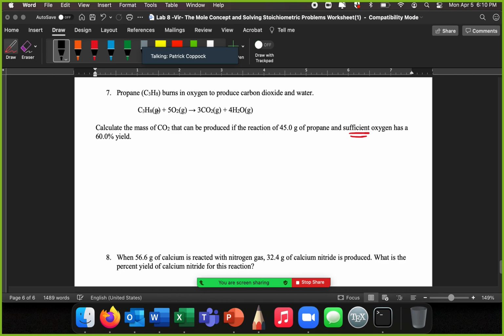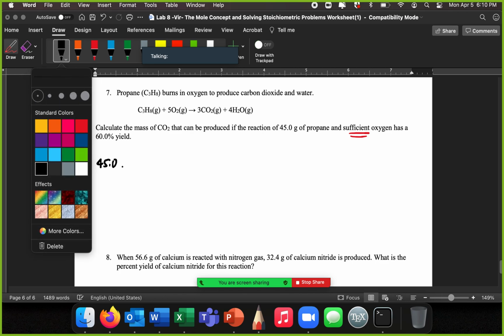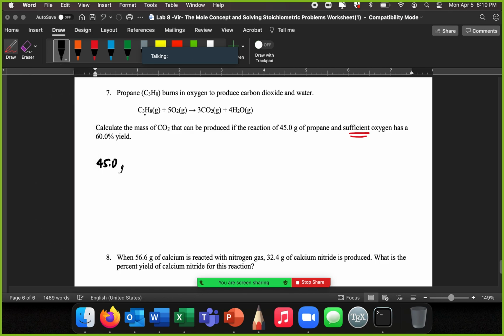So I'm going to do this instead of doing my arrows as a limiting reactant problem. I'm simply going to say if I've got 45 grams of propane, and I'm just going to call this A because I don't want to write C3H8 out every time. 45 grams of A.